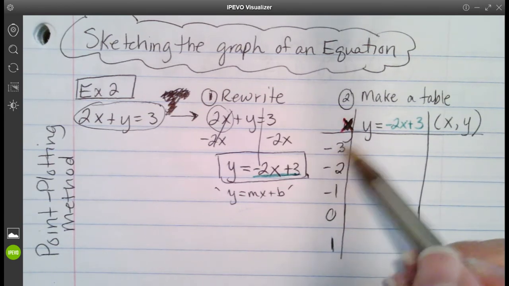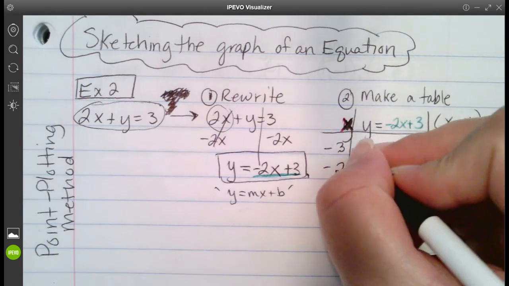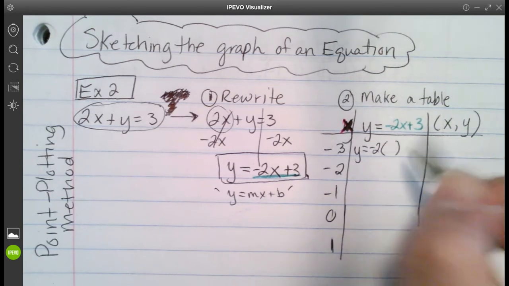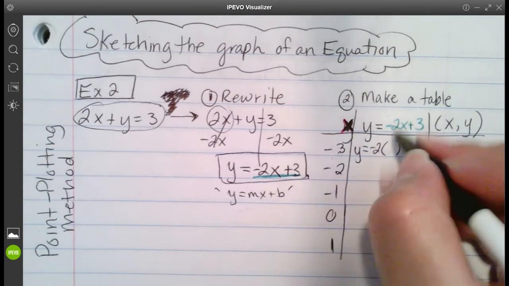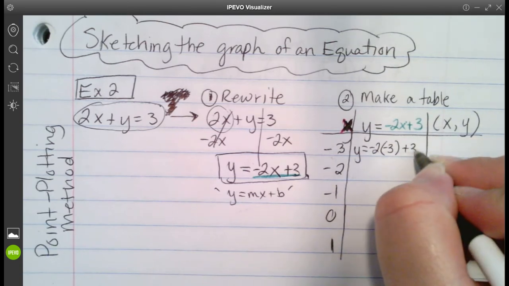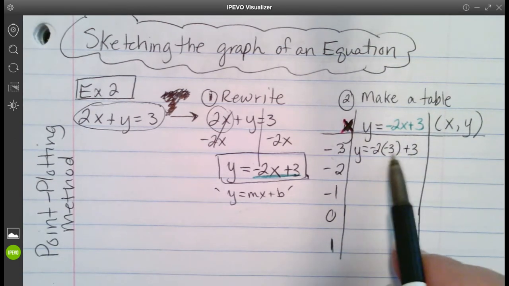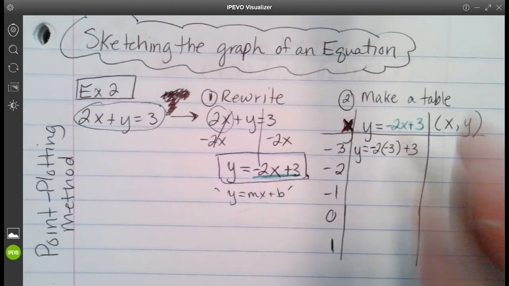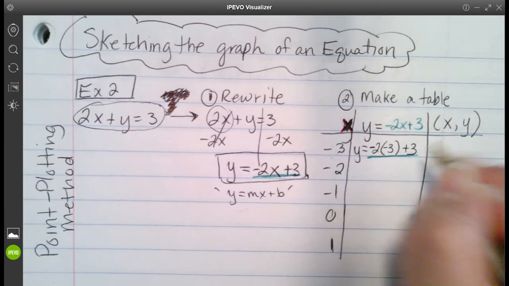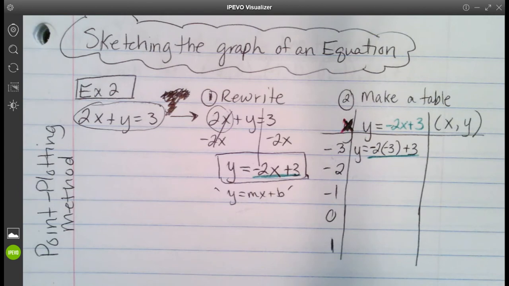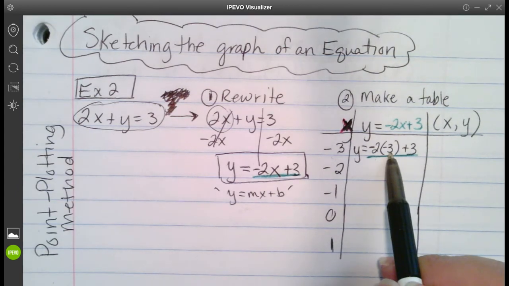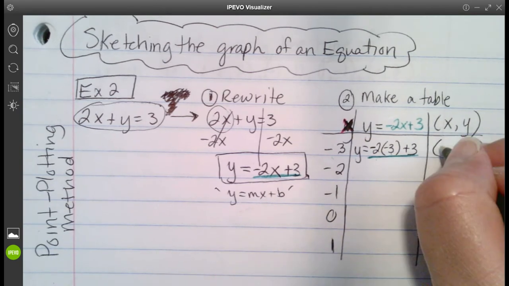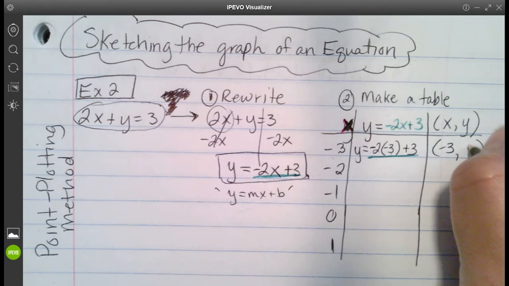What I'm going to do is take this number and plug it in. So it will look like this: y equals negative 2 parentheses, and instead of the x, I'm going to take that negative 3 and plug it in. So negative 2 times negative 3 plus 3. I'm going to do this in my head. If you need additional work, do that on the side. But all you're doing is calculating this part right here. Negative 2 times negative 3 is positive 6, and 6 plus 3 is 9. So over here, I would have negative 3, because that's the x, comma, 9.